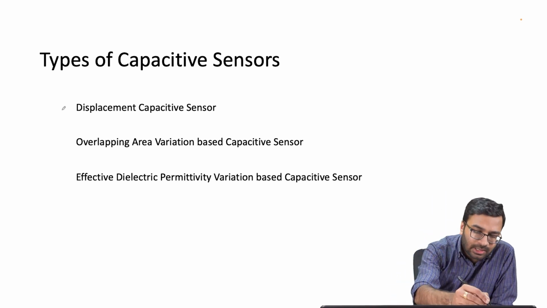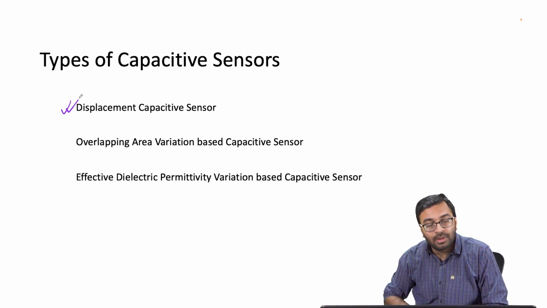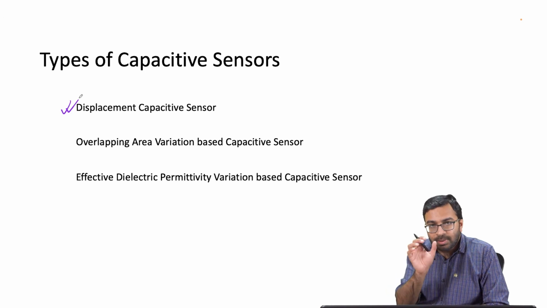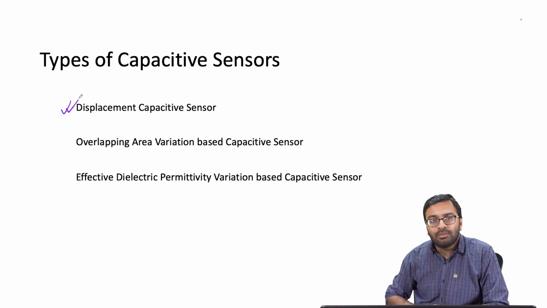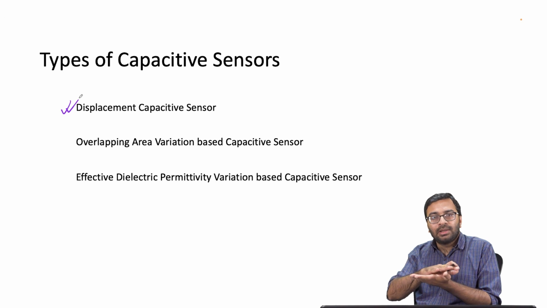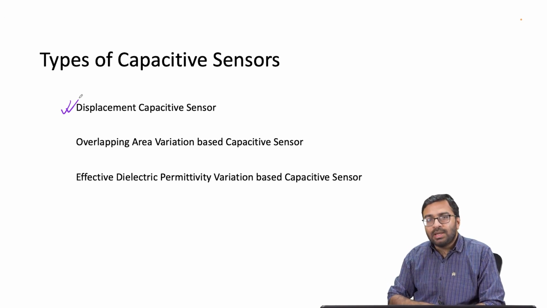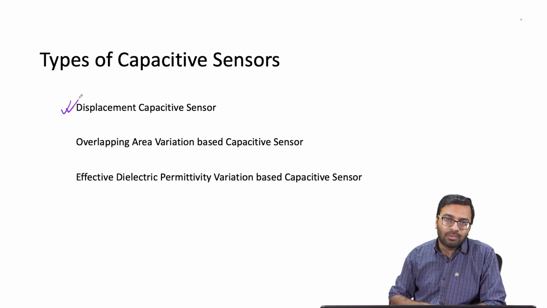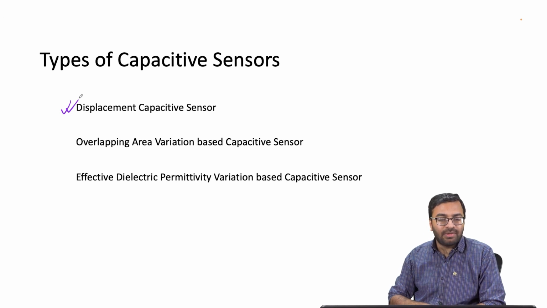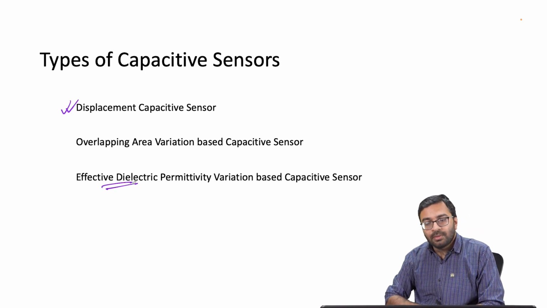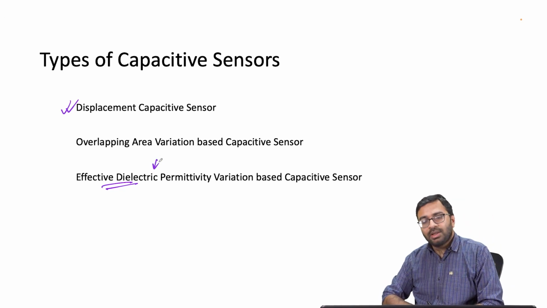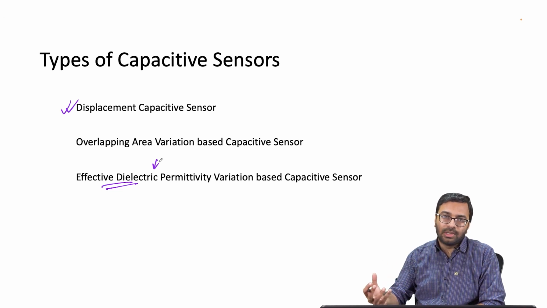The first type is the displacement capacitive sensor, where, as I have told, the displacement associated with this dielectric layer will give you an output which you can correlate with the physical quantity. The second type is overlapping area variation, where the overlapping area is varied in the presence of a stimulus, and then you can correlate the total capacitance with that stimulus. And the third one is the effective dielectric permittivity variation based capacitive sensor. In this case, the effective dielectric permittivity will change, and this change will be correlated with the external stimulus.